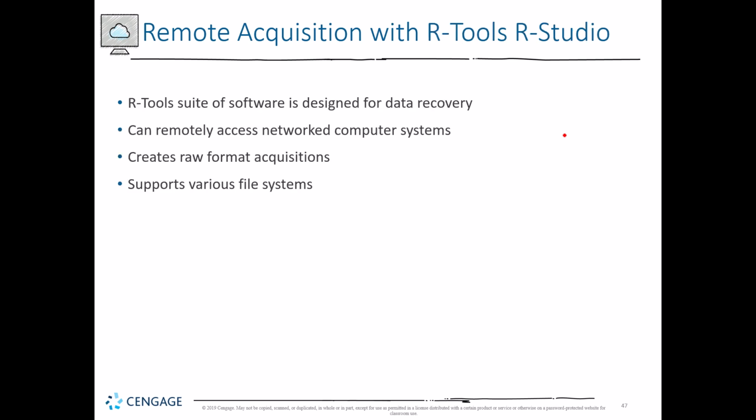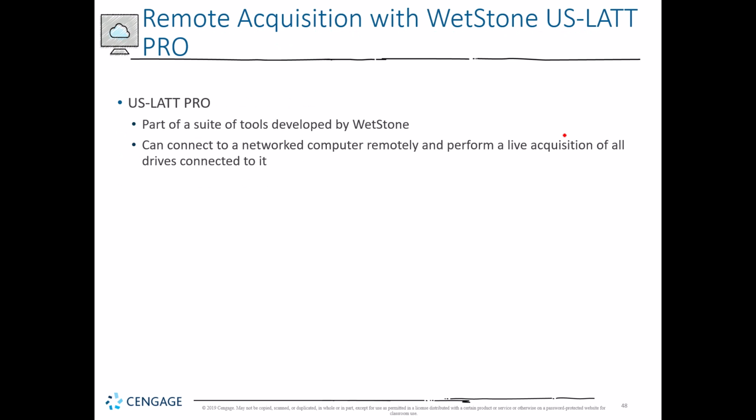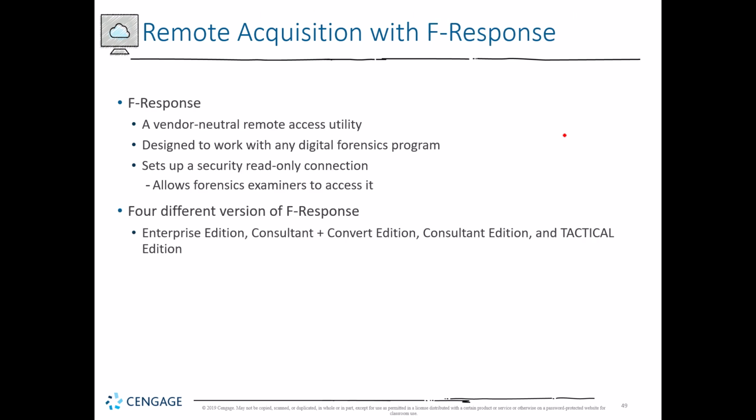We have other tools like our tools in our studio. They can create a raw format acquisition, and they support their own process. We have the US Lap Pro, which is a suite of tools developed by Whetstone. They can connect over the network and perform a live acquisition as well. We have F-Response as well, vendor neutral, that allows for the remote access and capability.